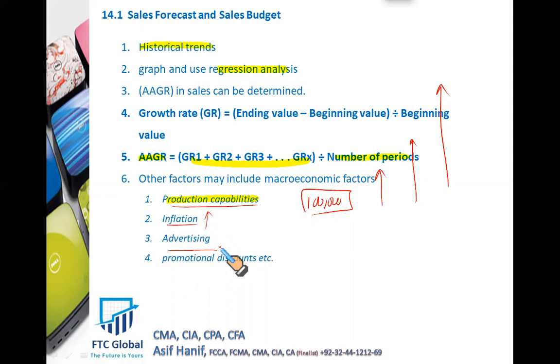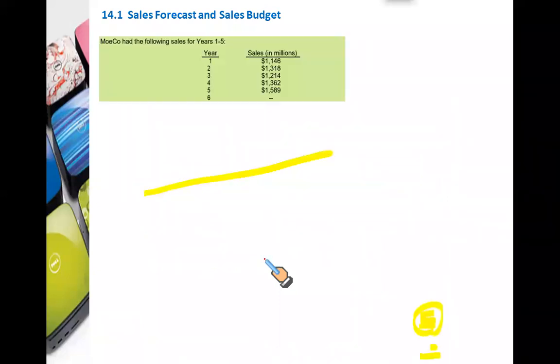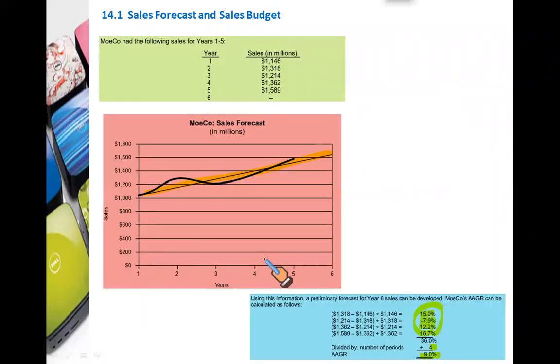If you spend money on advertisement, people will get to know about your product and the sale is going to be higher. The more you spend on advertisement, the more awareness you create about your product and services, so the higher your sale goes up. And of course, promotional discounts: buy one, get one free, 10% off, and so on and so forth.